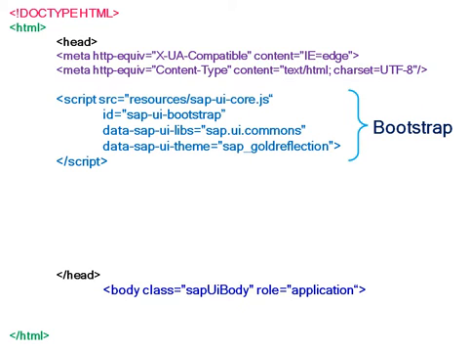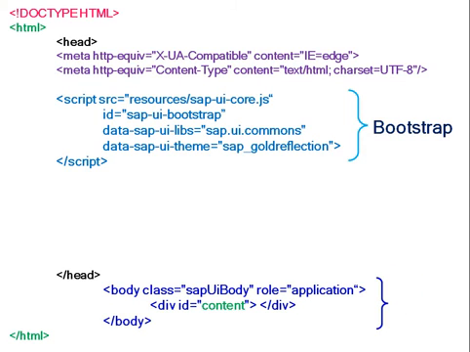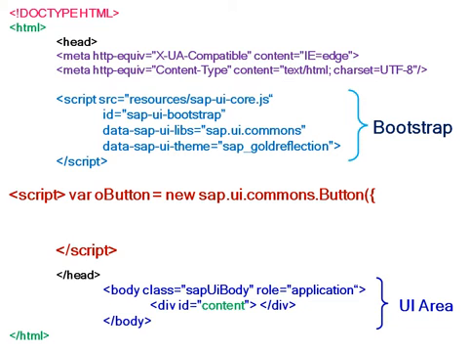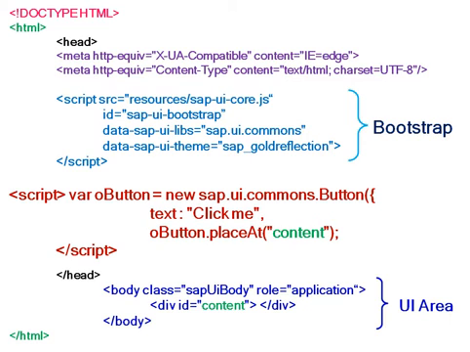And in the body section with class SAPUI body, we take a div element with ID content. This body section is called user interface area. And inside the head section, the second script block where we determine the UI controls. So here we are creating a new button with text click me, and we are placing this button in the div element, that is user interface area. So this script block where we have determined the UI controls is called the application section.